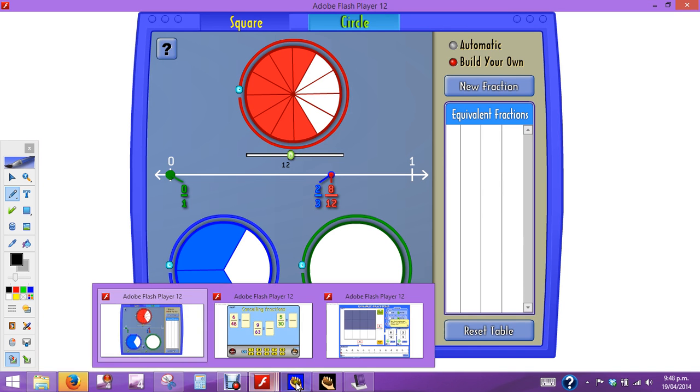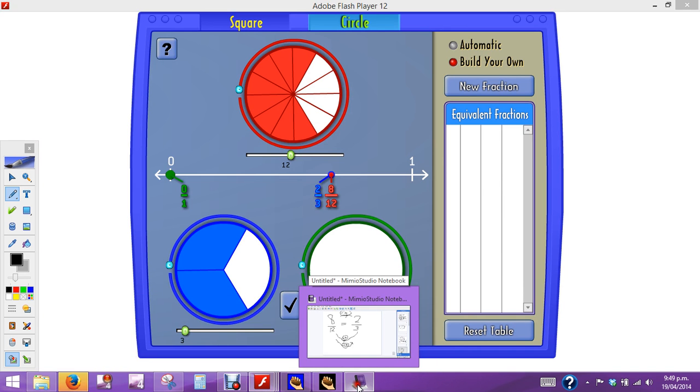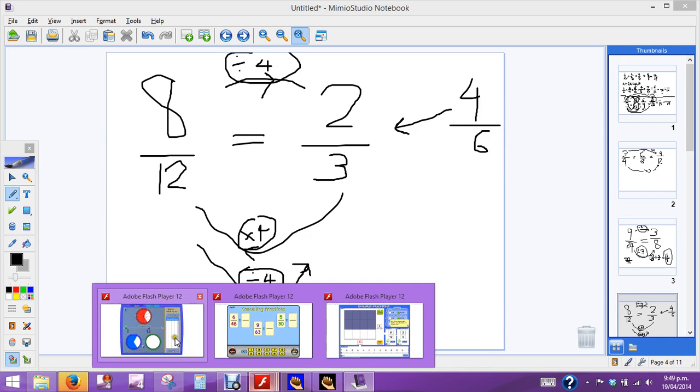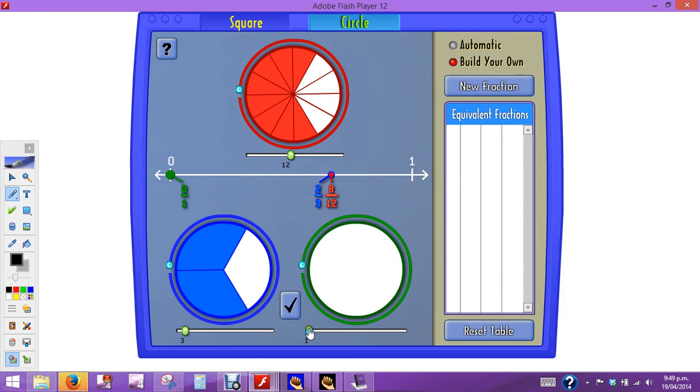What if I had divided by a different number? Well, I would have got an equivalent fraction. I could have divided by 2. 8 divided by 2 is 4. 12 divided by 2 is 6. So I'm thinking that's equivalent, but I should recognize that 4/6 is better represented by 2/3. It's smaller. So over here, there's 2/3. 4/6 would have got me there.